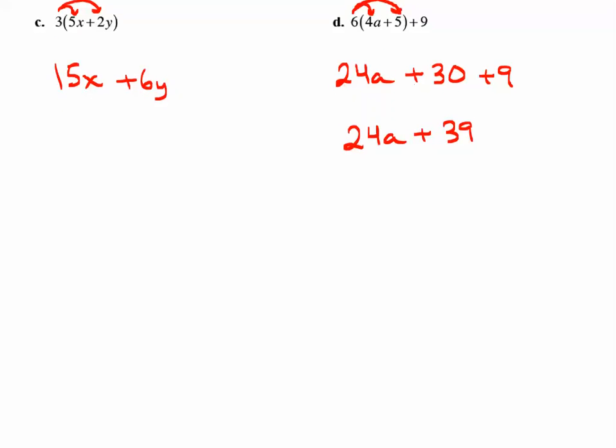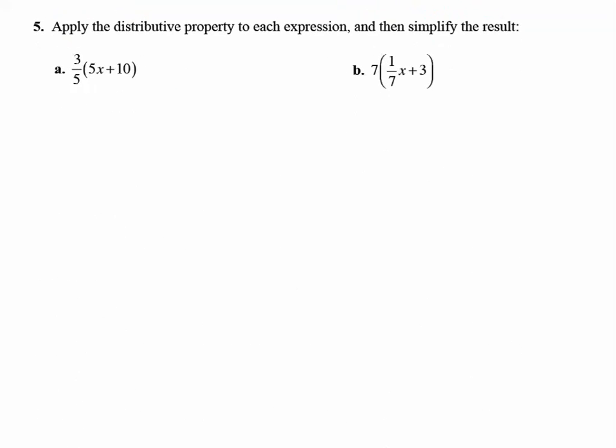Alright, let's work with fractions now. Applying the distributive property, we're going to have to distribute 3/5 to the 5x as well as the 10. Again, if you can do this in your mind, perfect. And if you can't, I'm going to do it the slow way. It's going to be 3/5 times the 5x, so I'm going to write it as 5x over 1, plus 3/5 times the 10, which I'll write as 10 over 1. Then I'm going to reduce each of these before I multiply across.